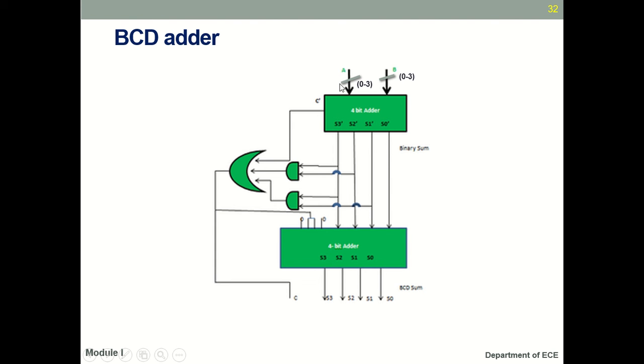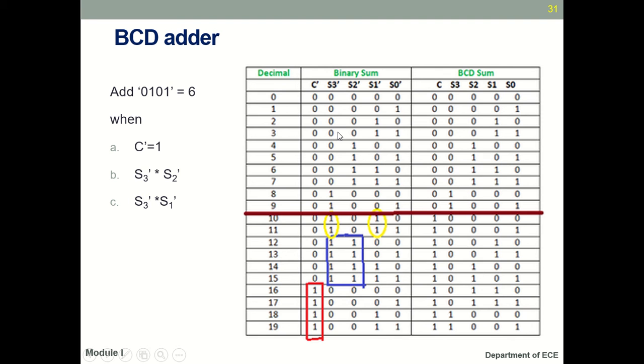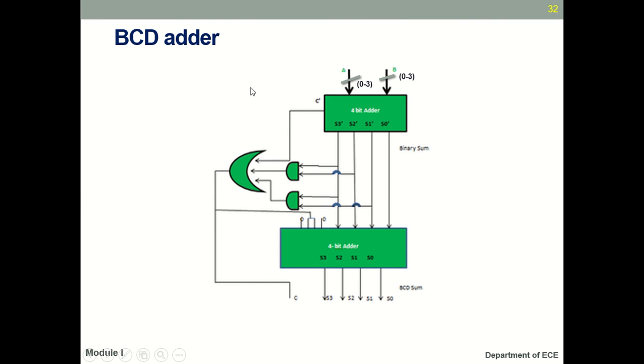It implies that when your A is 1001 and your B is 1001, then your output will be 18. The binary output will be 10010. This one is your carry, and 0010 will be published. This is the binary sum that you get when you add two 4-bit BCD numbers.